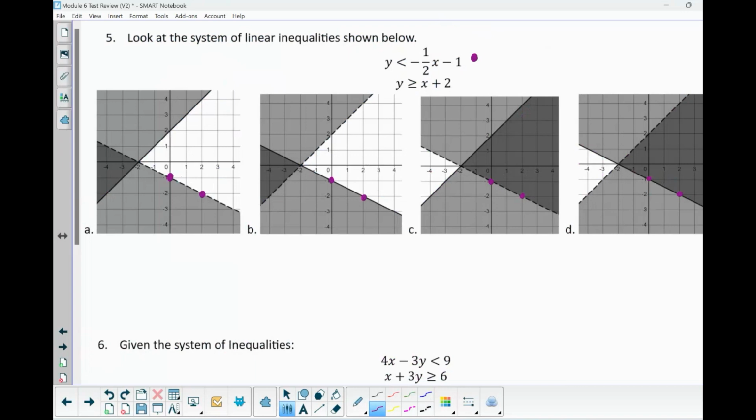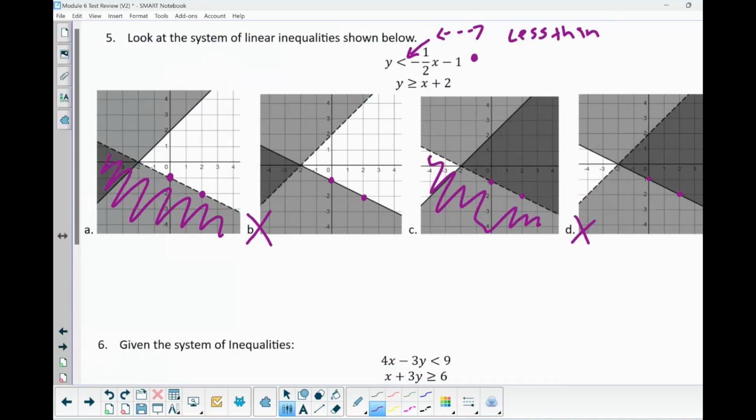Now let's look at our line. Because this does not have an equal to sign, this should be a dotted line. And that means I can eliminate two answer choices. We've got B and D. Now I also know this is a less than sign, so I know I should be shaded below the line. Remember, if I'm less, I'm under. So let's try shading below both of our lines. Well, if we notice, there is only one that is properly shaded below, and that is our A.